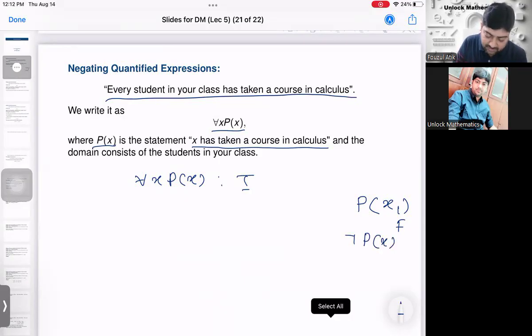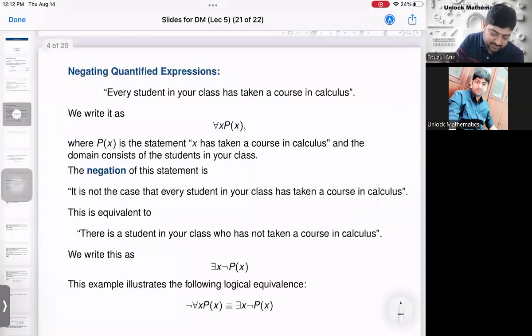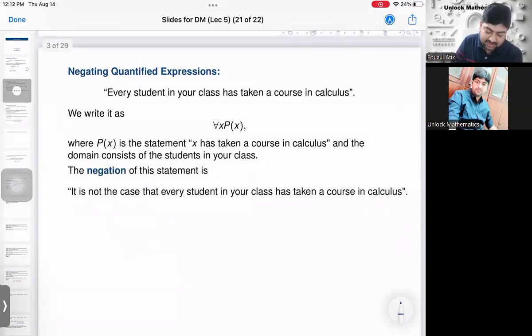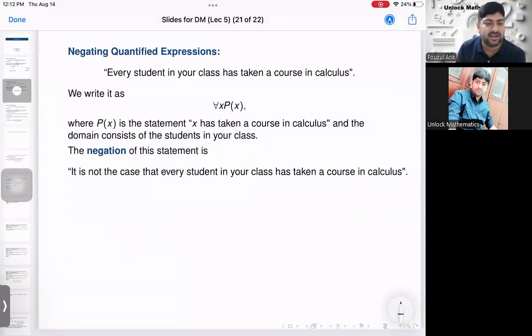Therefore, if I negate it, what is the negation of this statement? The negation will become: there exists an x for which P(x) is not true. That means not P(x) is true. There exists x, not of P(x). This will be the negation of it, right? So the negation of this statement is: it is not the case that every student in your class has taken a course in calculus, and it is not the case that every student has taken it, means there must exist one counterexample. So one example is enough.